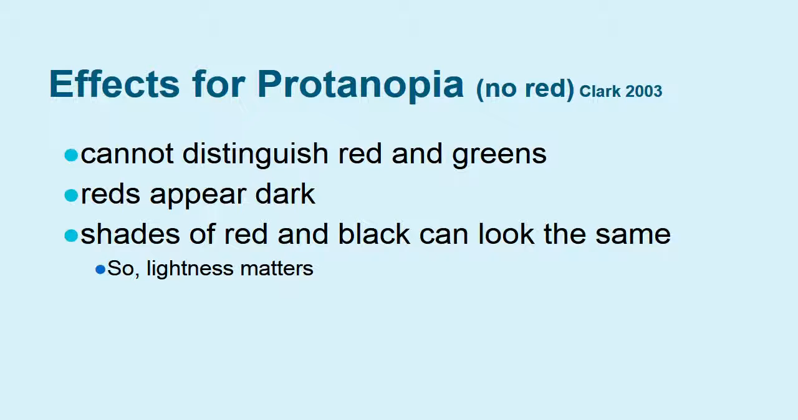Let's look at protanopia, where we are missing the photopigment for red in the cones in the eye. And these folks, protans they're called, cannot distinguish between red and green. However, there is a way to compensate for red in that reds do appear dark. So reds with a great intensity will appear dark. The problem is that lighter shades of red and black are going to look the same. So we have to be careful there. But lightness matters in this case.